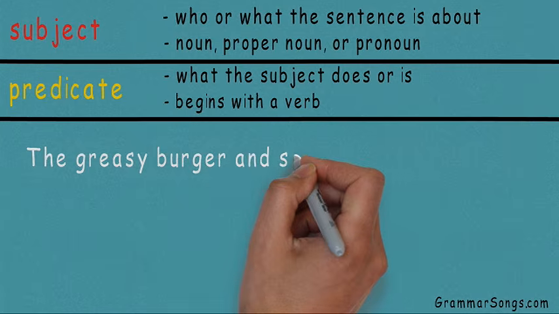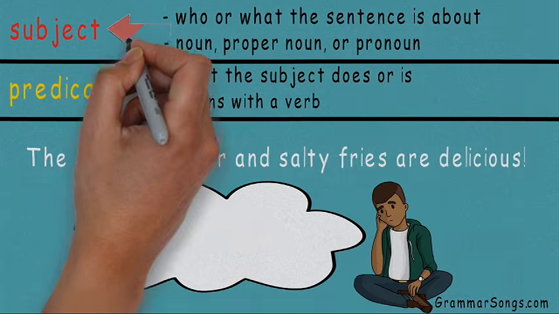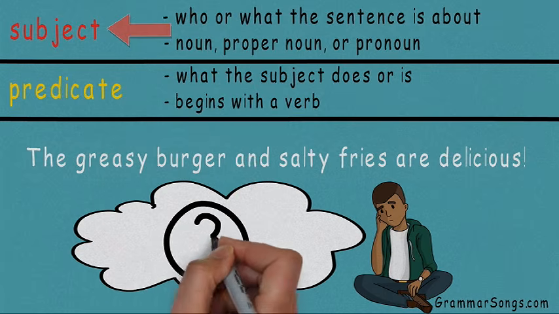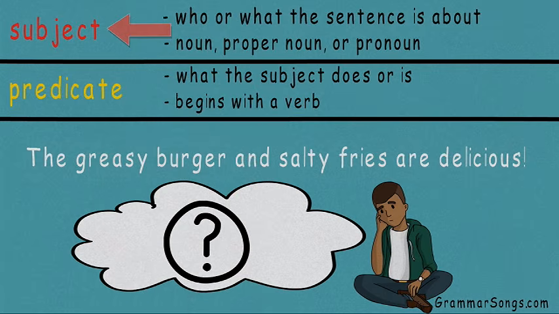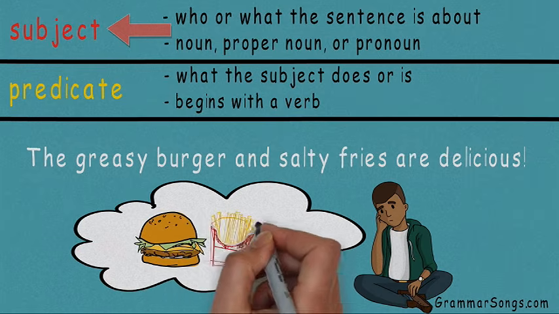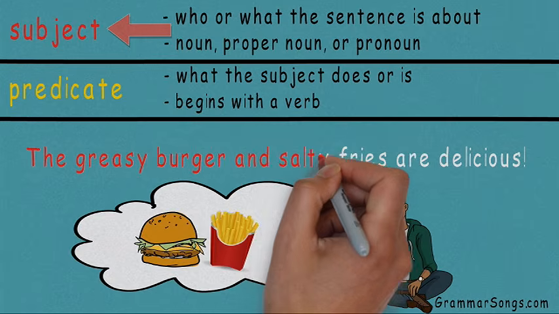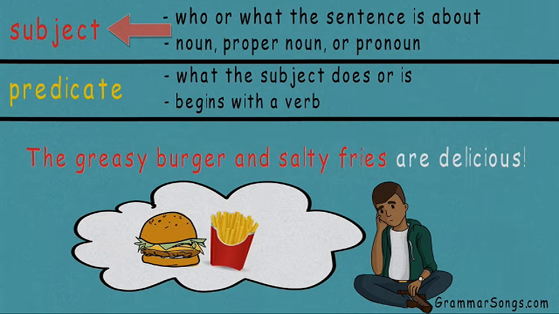The greasy burger and salty fries are delicious. First, let's find our subject. Who or what is this sentence about? Well, when I read this sentence, I get a picture in my head of a burger and fries. The greasy burger and salty fries are my subject. They are what this sentence is about. They are nouns, and they come before the verb.